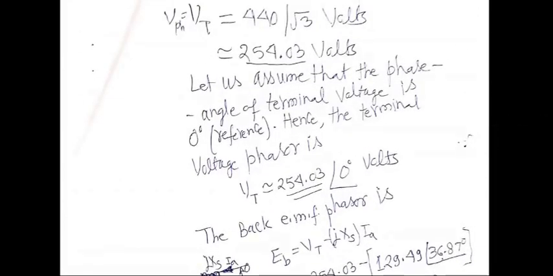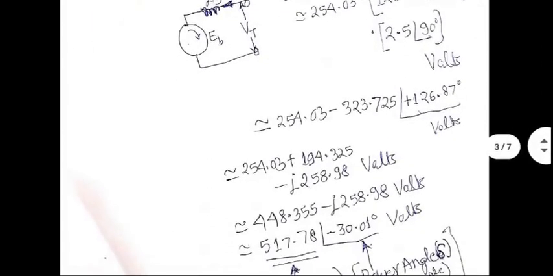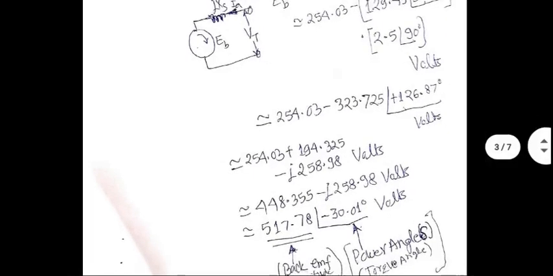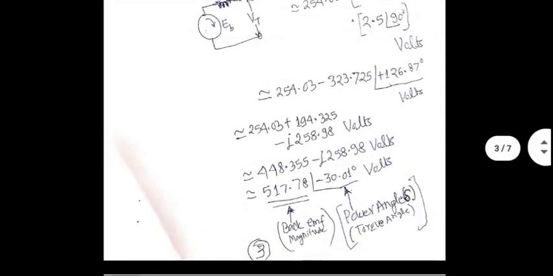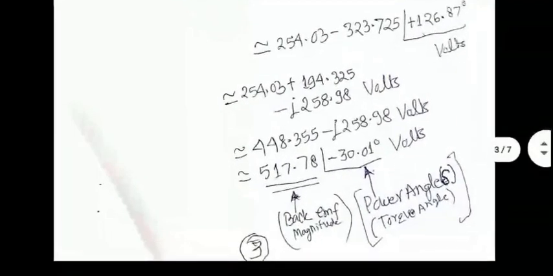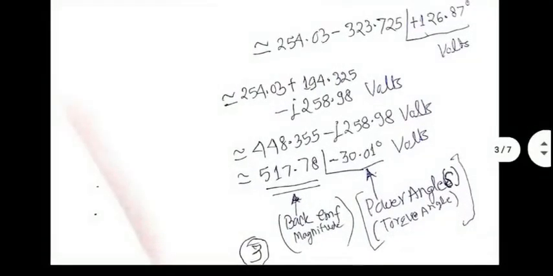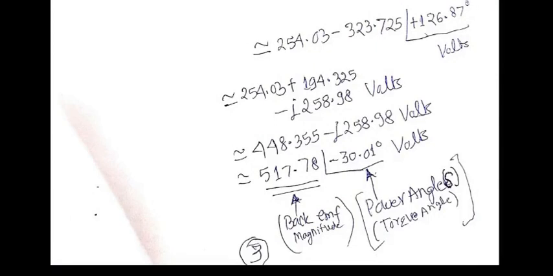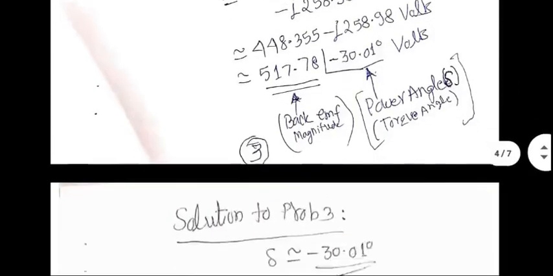Terminal voltage is not that high, but back EMF is quite high. This is what happens in these kind of machines, depending on the nature of the power factor. Torque angle is minus 30.01 degrees, and the back EMF magnitude is 517.78 volts. I'll request you to double check the calculation, but most likely it is correct.